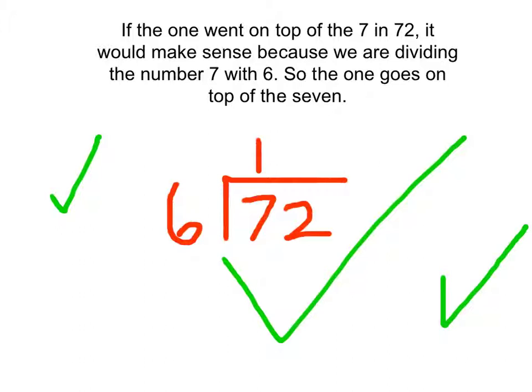If the 1 went on top of the 7 in 72, it would make sense, because we are dividing the number 7 by 6. So this 1 goes on top of the 7.